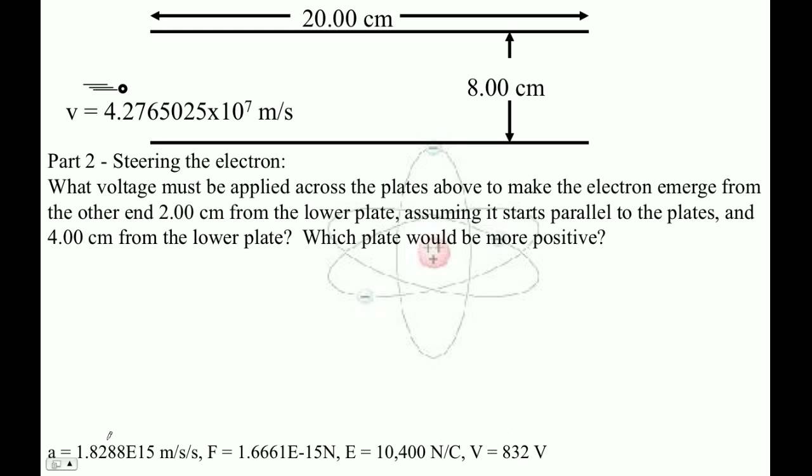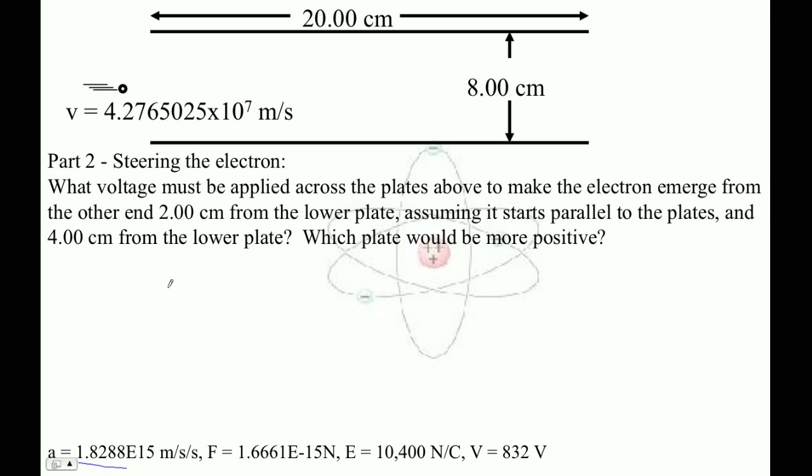In this video, I'm going to show you how to get from where you know that this thing has a vertical acceleration downward of 1.8288 times 10 to the 15th meters per second squared, how you relate that to the force, then the electric field, and then the voltage, the vertical voltage across these plates, the vertical change in potential.